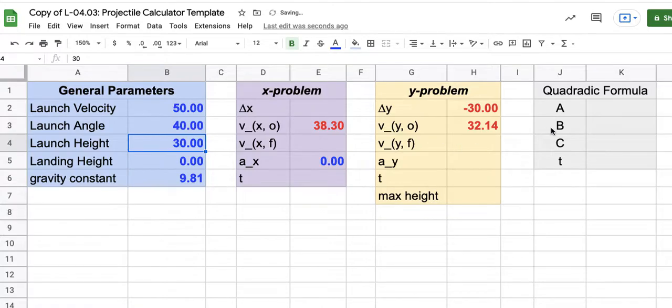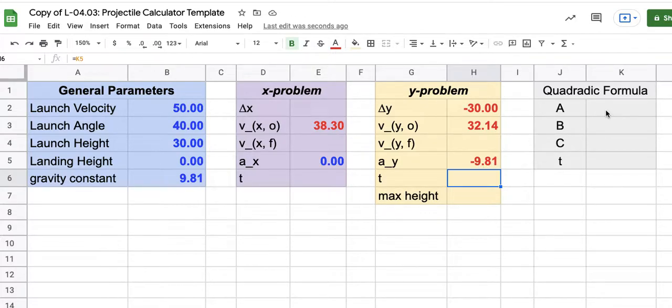All right, the next thing we're going to do is figure out the acceleration in the y direction, and that's easy. It always equals -1 times the gravity constant. So this cell equals -1 times B6, and that tells us the acceleration is -9.81.